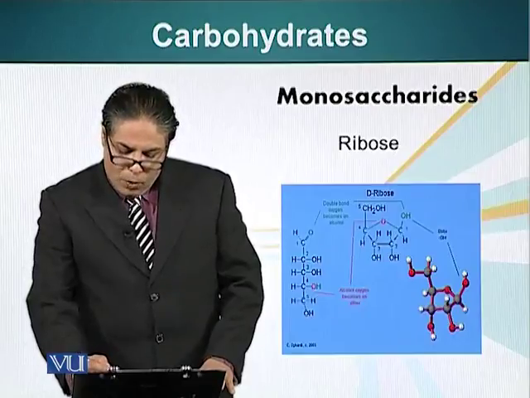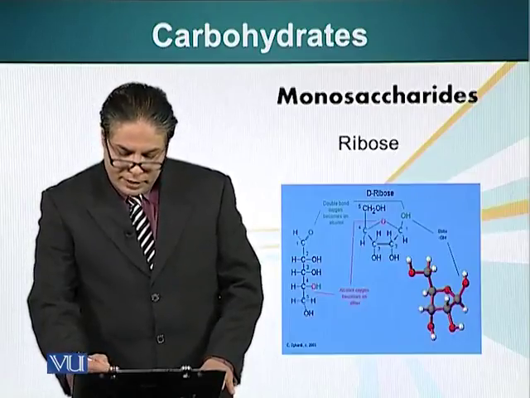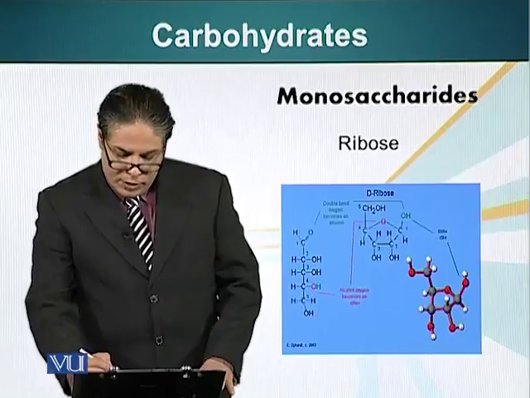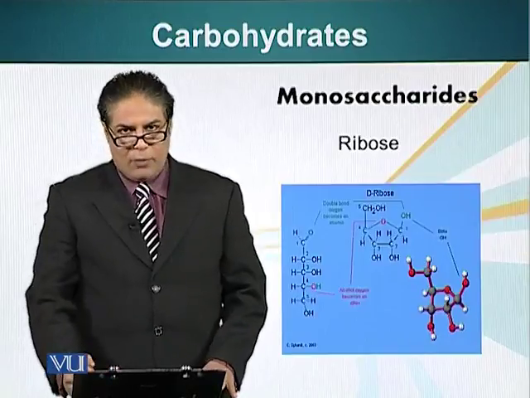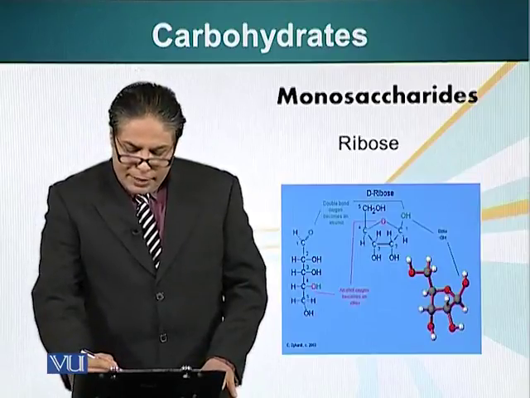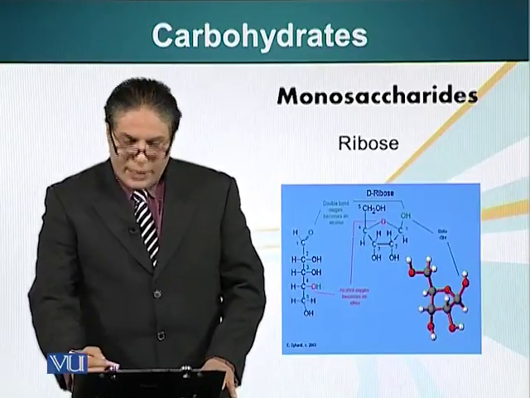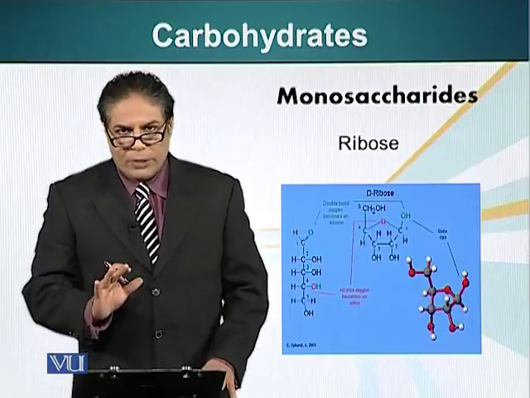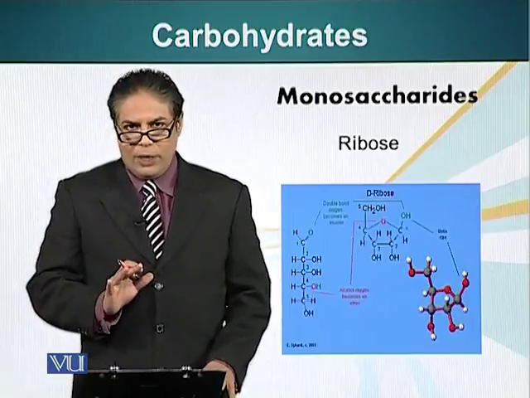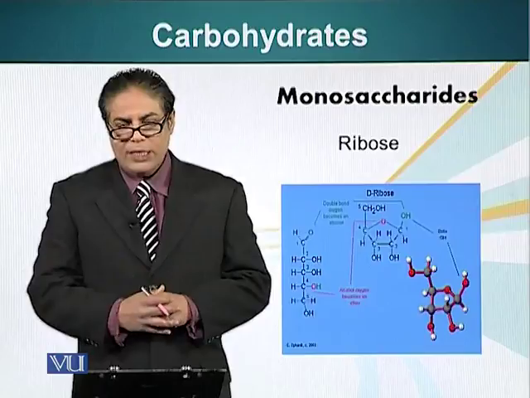There is a carbon number 1 with a hydroxyl group. There's a carbon number 2 with a hydroxyl group. Carbon 3 has a hydroxyl group, and then carbon number 5 has a hydroxyl group. Carbon atom number 5 and carbon atom number 3 are very important carbon atoms in this molecule when we start talking about the DNA polymer.